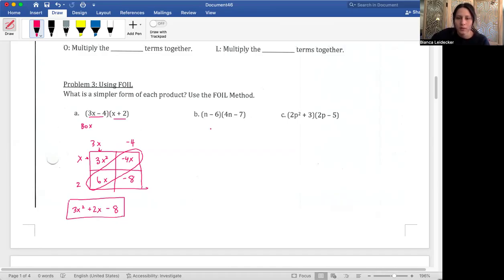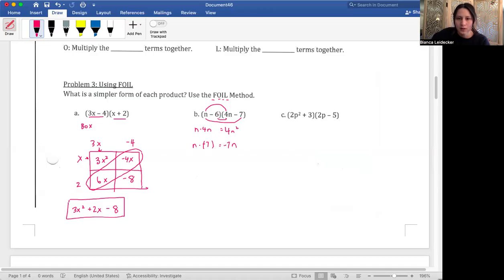Now, what if I'm using the FOIL method? The FOIL method is really just multiplying the first terms, the outer terms, the inner terms, and the last terms. So the first terms would be these two. That would be n times 4n, which would be 4n squared. The outer terms would be these two. So that would be n times negative 7, and that would be negative 7n.